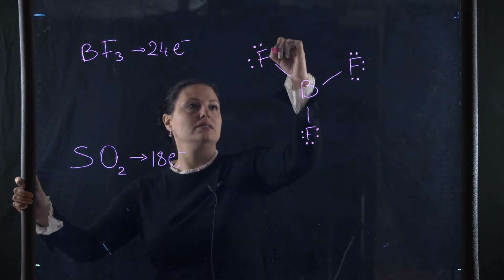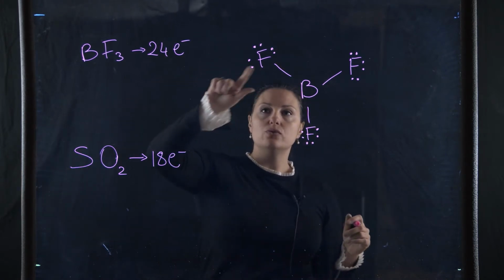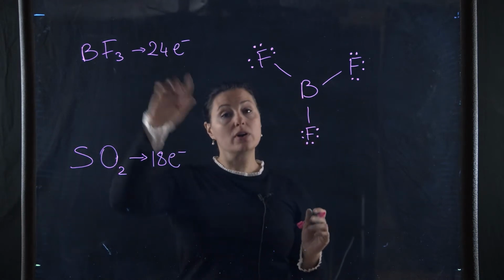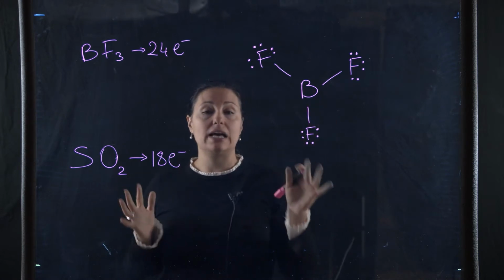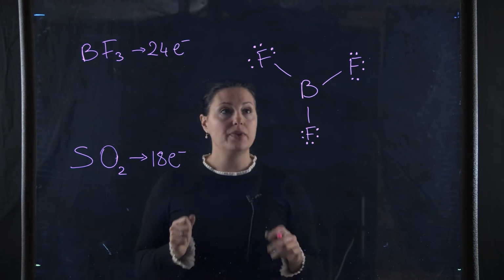So they have 8 electrons around. Okay, now let's see. Each fluorine has 2, 4, 6, 8 electrons around. 8 times 3, that gives me 24 electrons. So I've used up all my electrons, but boron is the exception that does not need 8 electrons around it. It has 2, 4, 6 electrons.